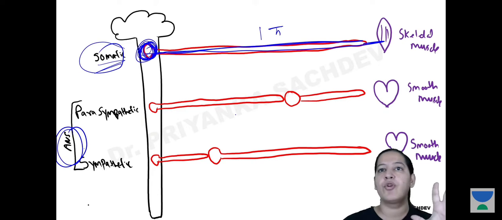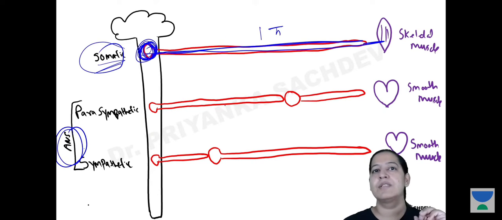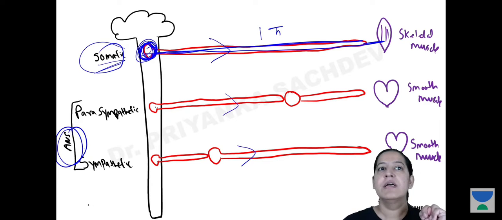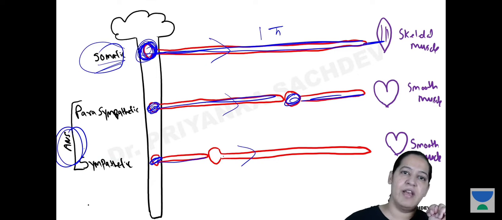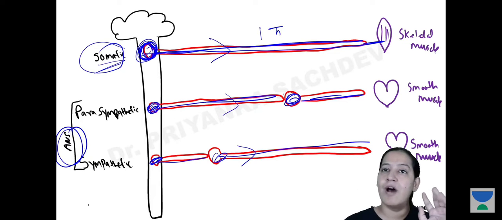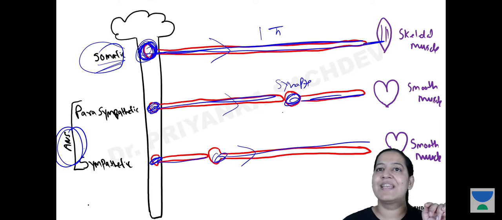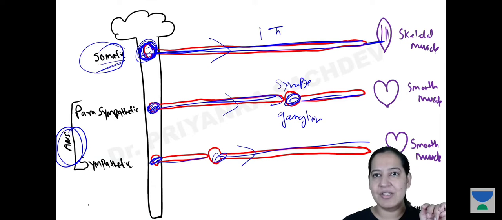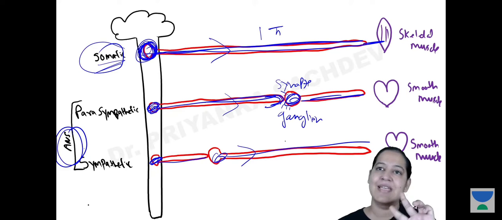But see at the autonomic nervous system, the arrow is the same. It is towards the organ. But see, there are two nerves. This is one cell body, this is one nerve, this is another cell body, this is another nerve. Again here also one cell body, one nerve, another cell body, another nerve. So two nerves are there. Both the nerves are meeting at a point that is known as synapse, or it is also known as ganglion. Ganglion is the junction of the two nerves. So here the axon of one nerve will meet with the dendrites of another nerve. That is known as ganglion or synapse.